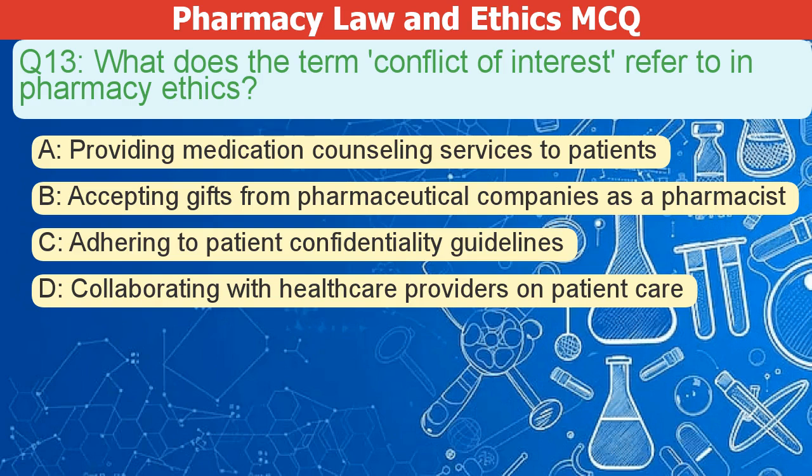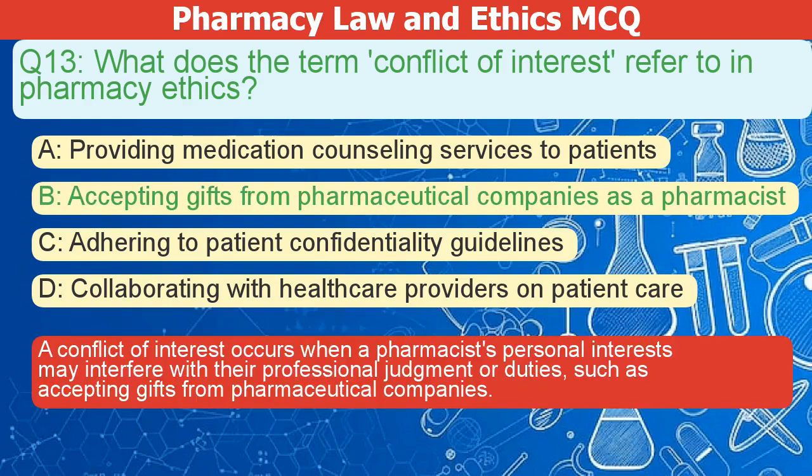C. Adhering to patient confidentiality guidelines. D. Collaborating with healthcare providers on patient care. The correct answer is B. A conflict of interest occurs when a pharmacist's personal interests may interfere with their professional judgment or duties, such as accepting gifts from pharmaceutical companies.